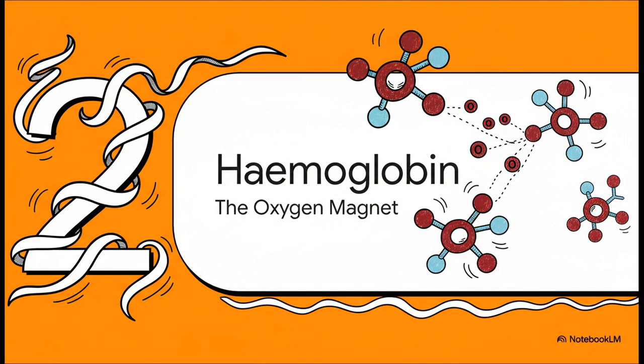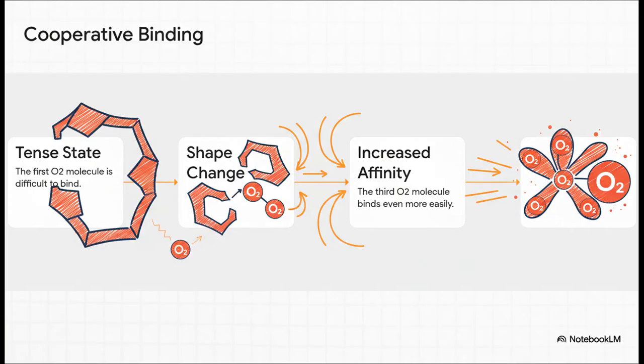So this naturally leads us to the absolute star of the show, hemoglobin. Let's take a closer look at this incredible molecule. It's not just a taxi for oxygen, it's more like a super smart, adaptable oxygen magnet. The genius of hemoglobin lies in this amazing property called cooperative binding.